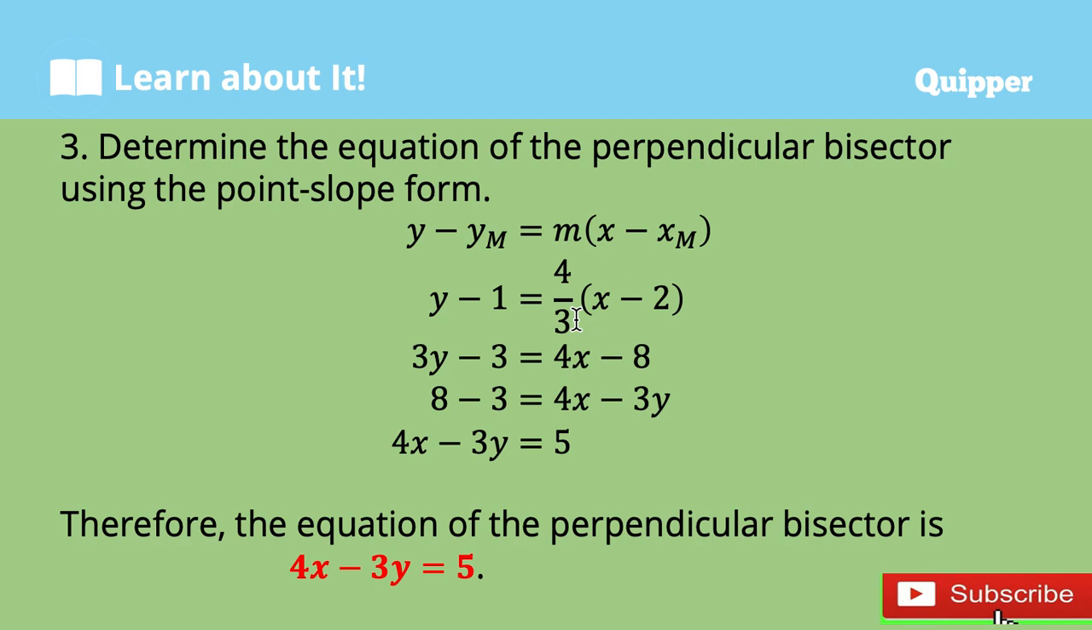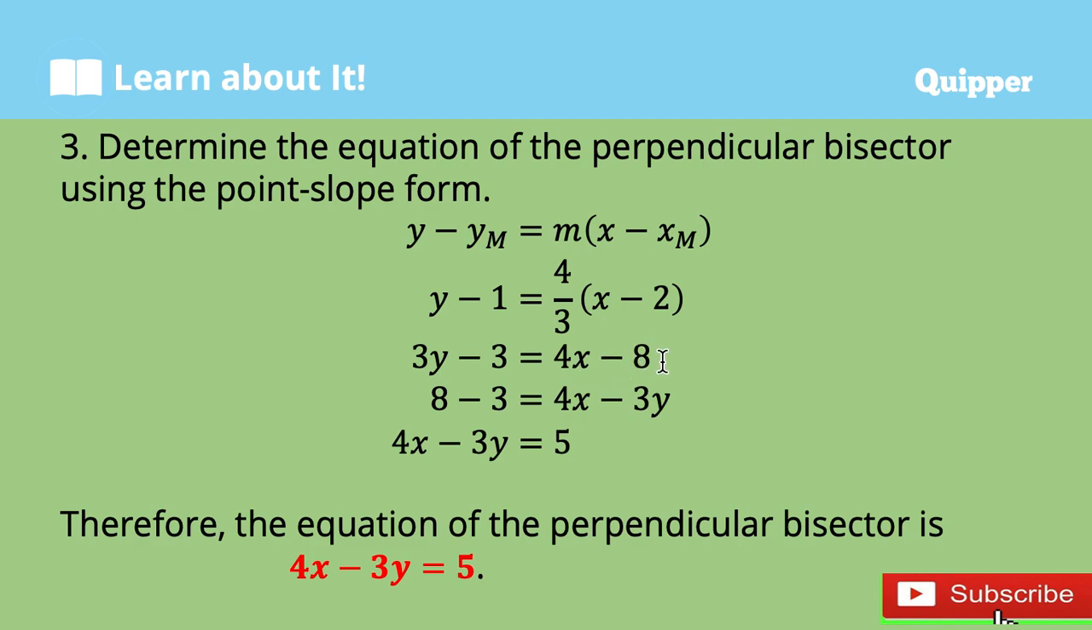Then simplify, we have 3y minus 3 is equal to 4x minus 8. What we did here is we are going to multiply both sides by positive 3 so that we can get rid of this fraction here. Okay, multiplying both sides by 3, so we have 3y minus 3 is equal to 4x minus 8.